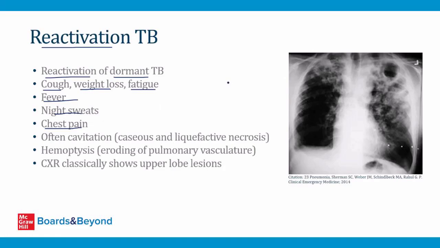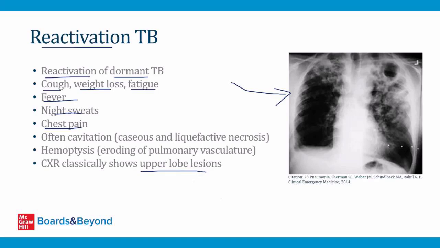On imaging, the findings in reactivation TB can appear a number of different ways, but the classic appearance is what's shown on this slide here. Notice that the white hazy material is mostly in the upper lobes. That's where tuberculosis likes to reactivate, the upper lobes, and that's because, as we said before, it's an obligate aerobe.